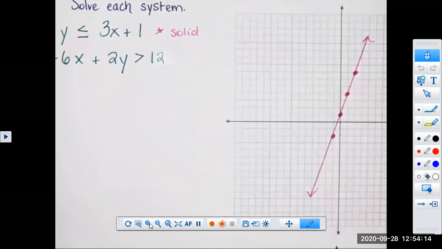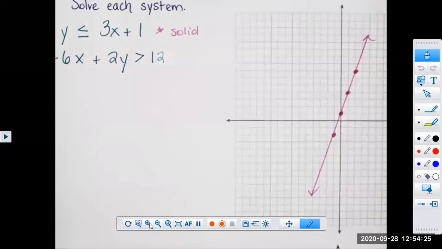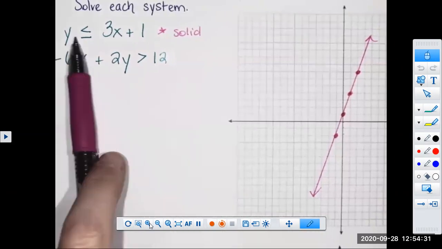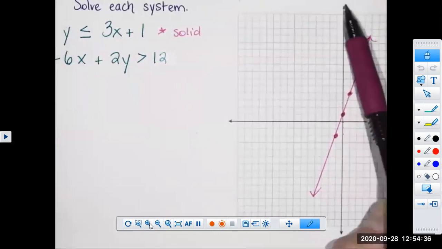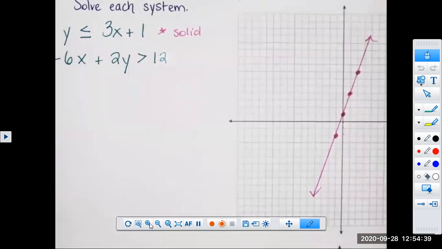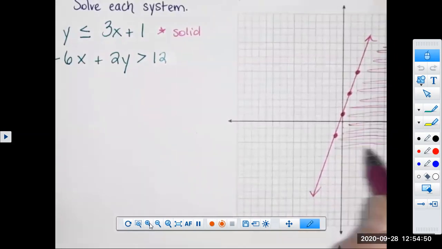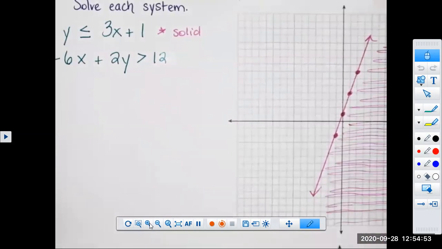Or in relation to the line, is less than going to be above or to the left, or is it going to be below to the right? Where are your y's less than 3x plus 1? Are they less than up here on the y-axis or down here? Down. But when you said to the right, it's still correct. Are you confused, or does that make sense? So you would shade in that area.